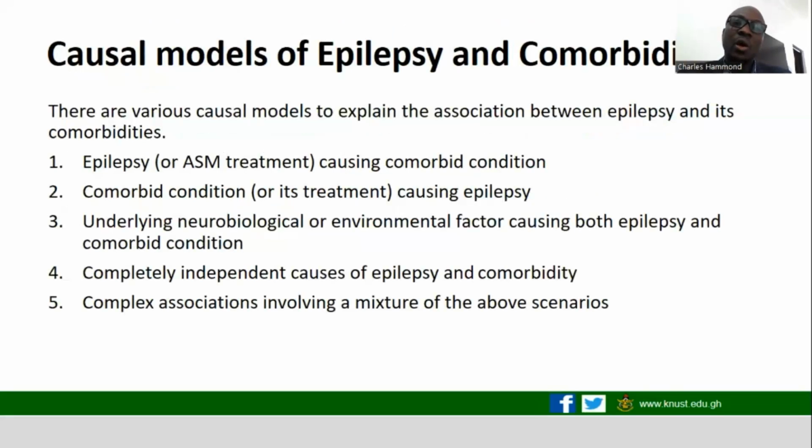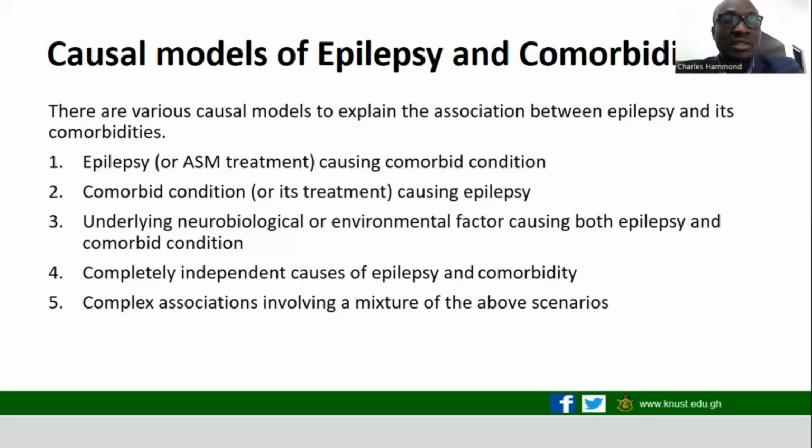Next, we want to look at the causal models for epilepsy and its comorbidities. There are various models to explain the associations between epilepsy and its comorbidities. One is that the epilepsy or its treatment causes the comorbid condition. We'll look at these in detail as we go on. The second model is that the comorbid condition or its treatment causes the epilepsy. That is the reverse of the first one. And the third is that there is an underlying neurobiological or environmental factor that is causing both the epilepsy and its comorbidity.